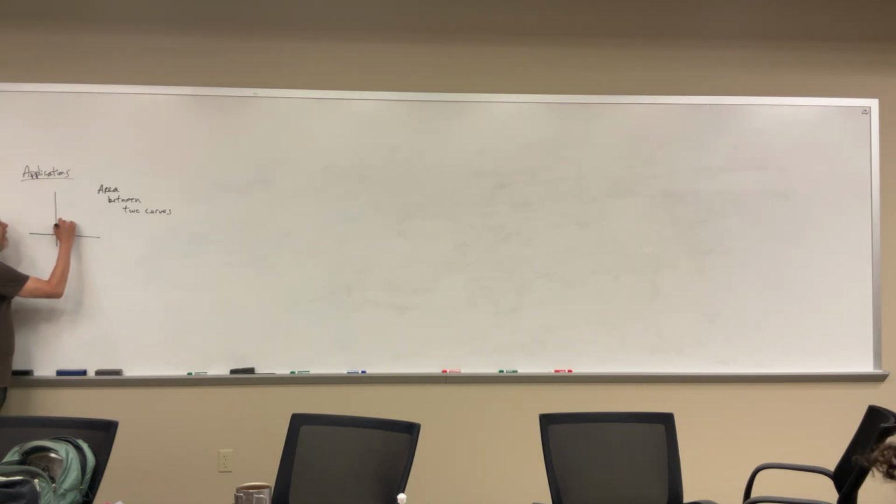So let's say I've got some y equals f of x and some y equals g of x. And I'm interested in finding the area betwixt the two curves.